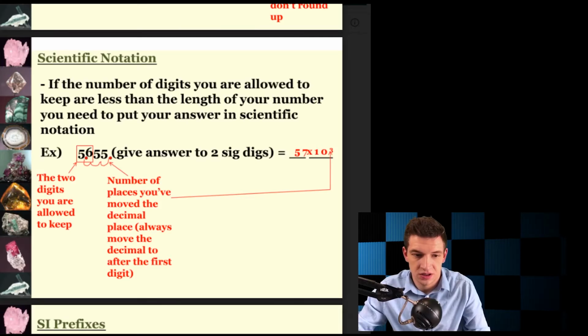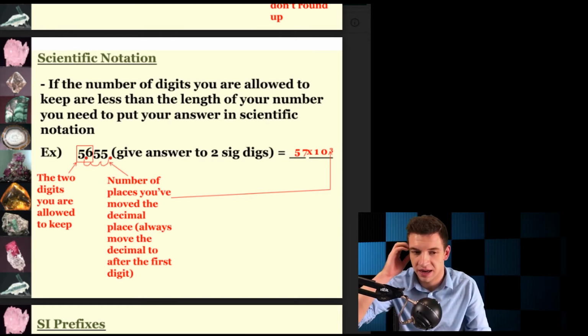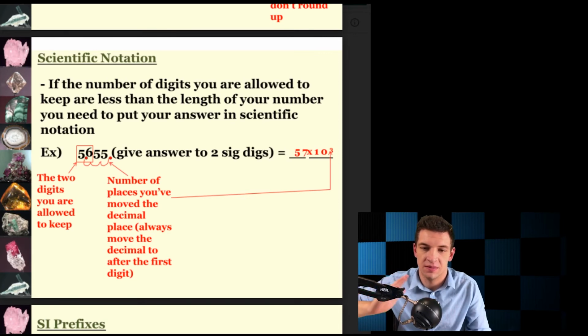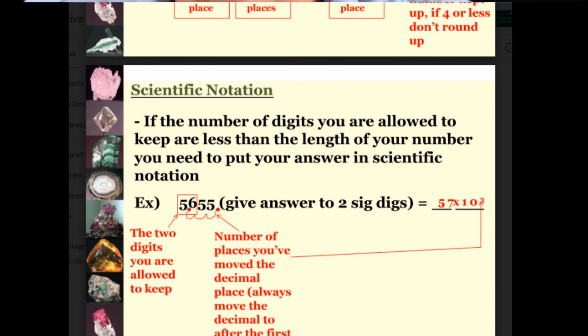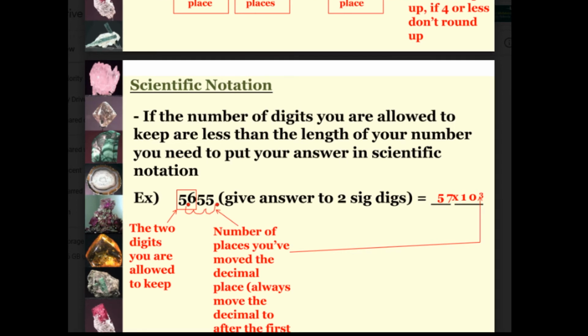All right, so now we're getting into scientific notation, and this is important because sometimes your answer is going to come out with more significant digits than you're allowed to keep. So we'll do this example together here. So you did an equation, whatever it was, and your answer was 5,655. For whatever reason, due to the rules that we talked about before, you can only answer up to two significant digits. Now, 5,655 has at least 4 significant digits. So what we need to do is cut that down.